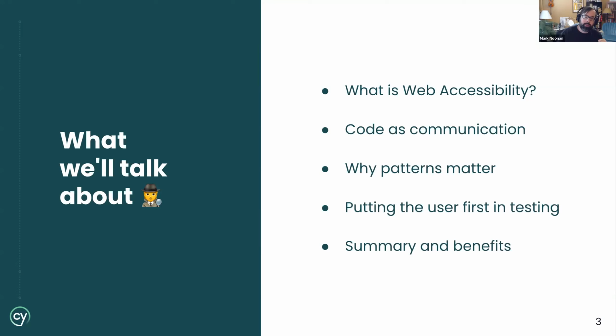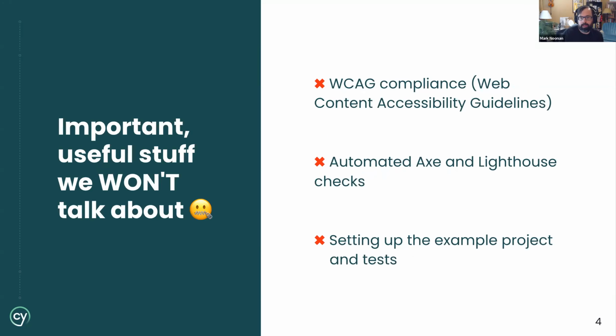And finally, we'll just wrap it up with a summary and talk about some of the benefits of working in an accessible way. These are a mix between benefits for people who are actually using your software and also benefits for us as we're developing them. There's a bunch of stuff we're not going to get to. So we have the WCAG, Web Content Accessibility Guidelines, that often come up when we think about accessibility.